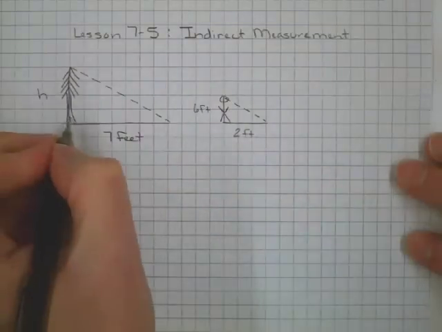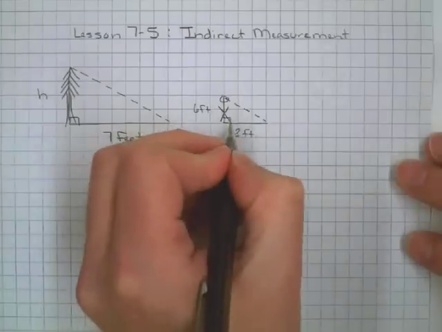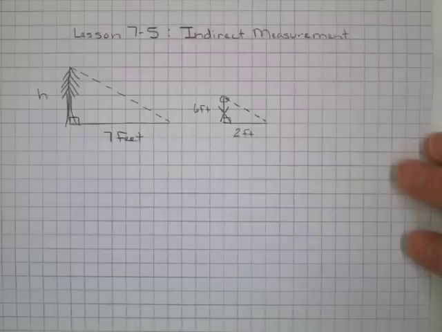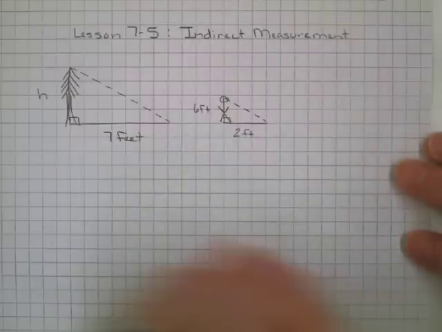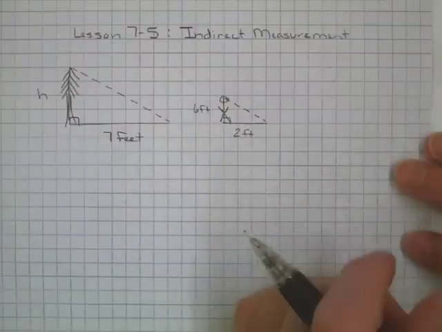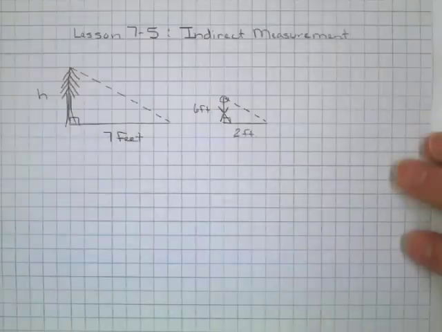They're both right triangles, and since the sun's coming at the same direction, they are similar figures. And because they're similar figures, we can use that information there. We can come up with a proportion to figure out what h is, what the height of that tree is.